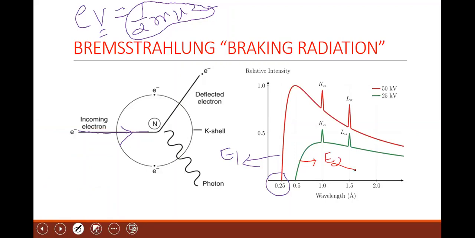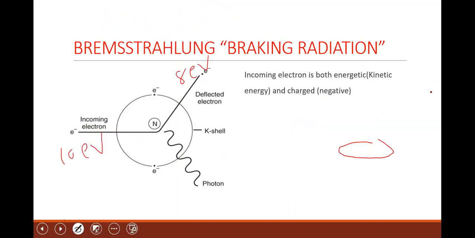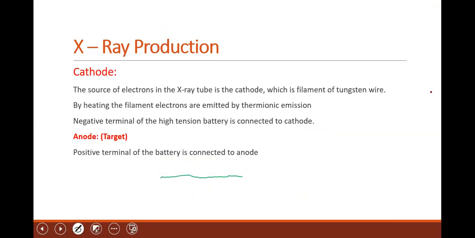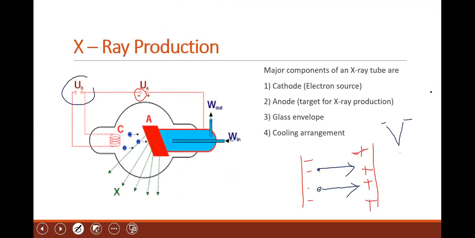I will ask you one conceptual question in this graph. Explain why E1 is greater than E2. What is the answer? For this spectrum, the applied voltage is more, and for this spectrum, the applied voltage is less. Where is the voltage applied? I am applying the voltage between anode and cathode here. You see, this is the voltage applied between anode and cathode. If voltage is more, all electrons will be accelerated more here, students. Already explained.